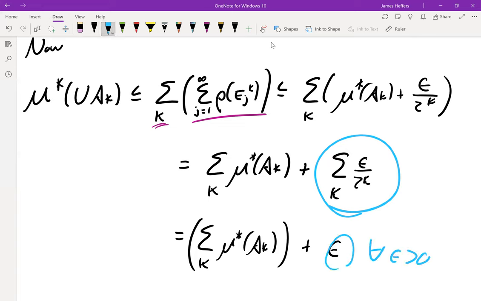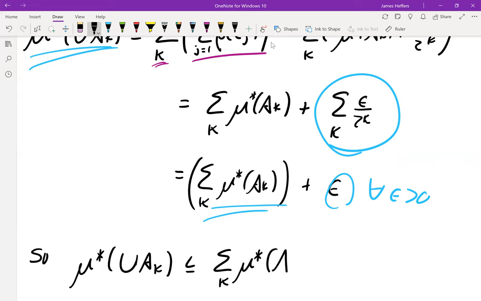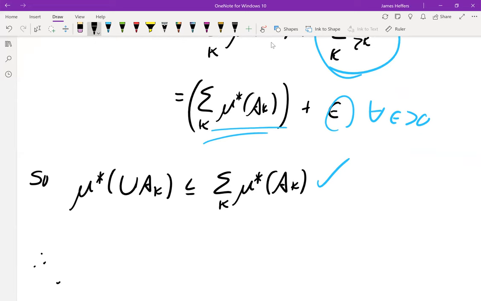So that means in particular, we actually just have that this is going to be less than or equal to just this. So mu star of the union of the A_K is less than or equal to the sum of mu star of each A_K, which gives us our subadditivity. And now we've checked off all three properties of an outer measure. Therefore, we can conclude mu star is an outer measure. Woo. And that finishes that proof.